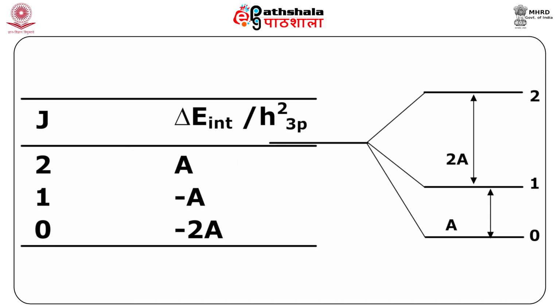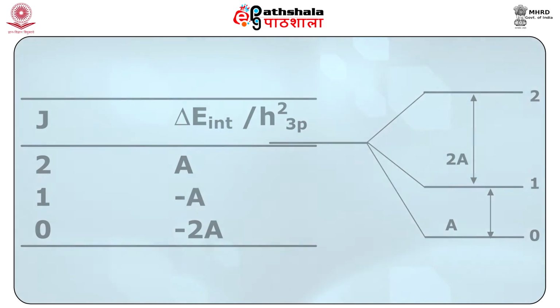So you have three different J values. For J equal to 2, the energy ΔE as a function of ħ² is equal to A. For J equal to 1, the energy is equal to −A, and for J equal to 0, the energy is equal to −2A. You can see that J equal to 0 is the ground state, and this is what we have shown in this diagram.